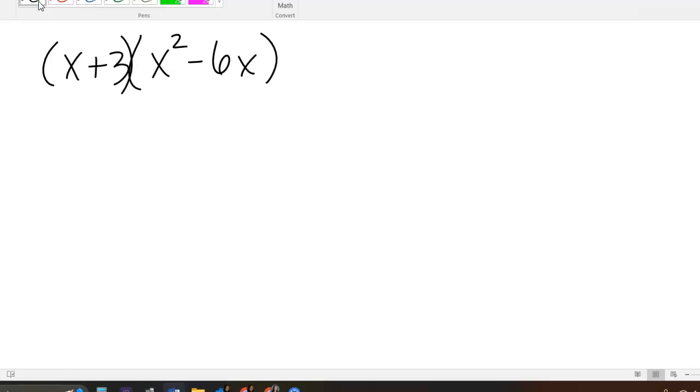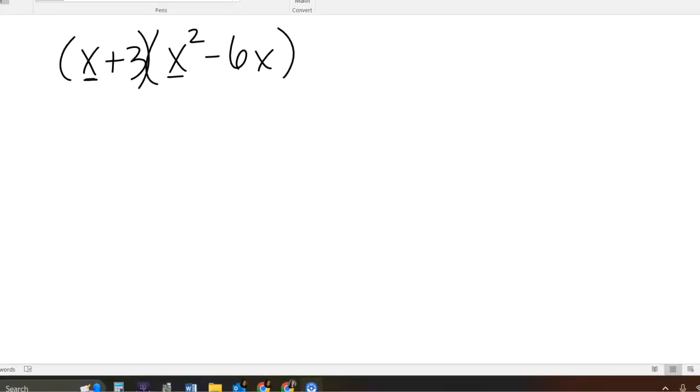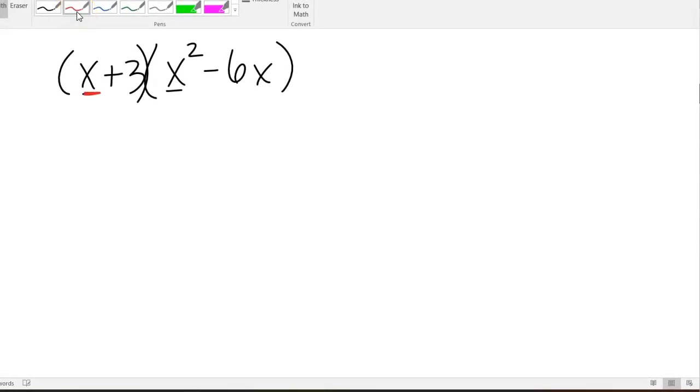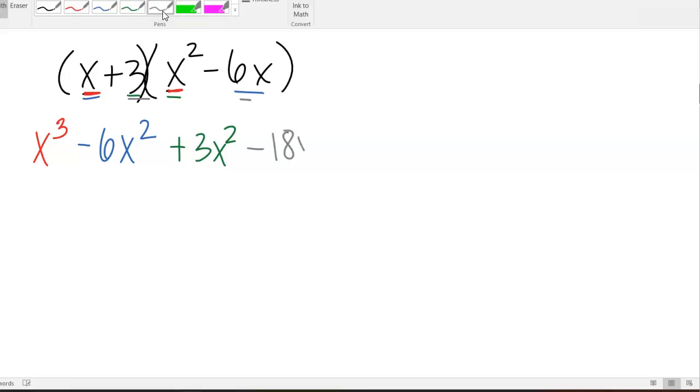So if we wanted to try FOIL again, that's our first terms. So x times x squared becomes x to the third. Our outside terms, that's our x times -6x becomes -6x squared. Our inside terms, 3 times x squared is a positive 3x squared. And then our last terms, 3 times -6x is going to be a -18x.